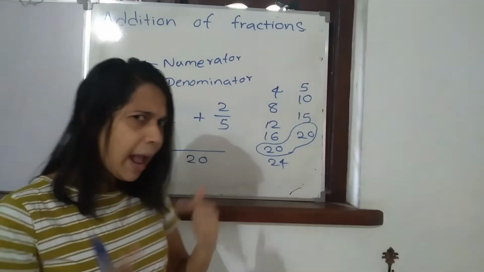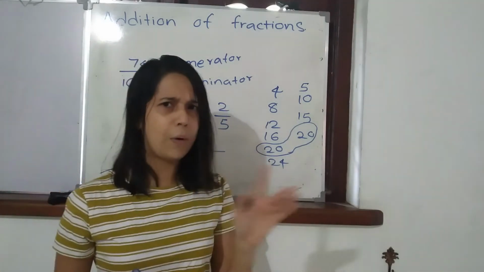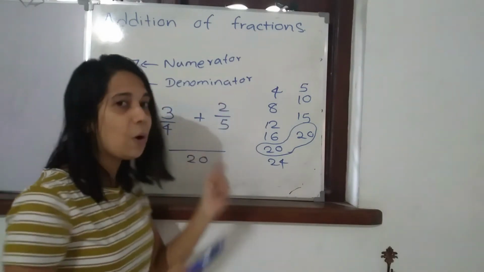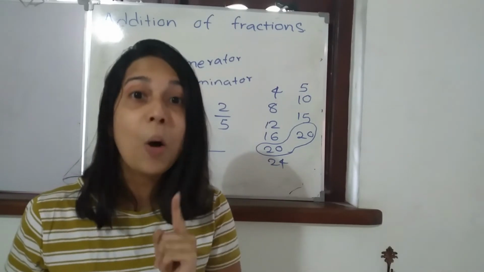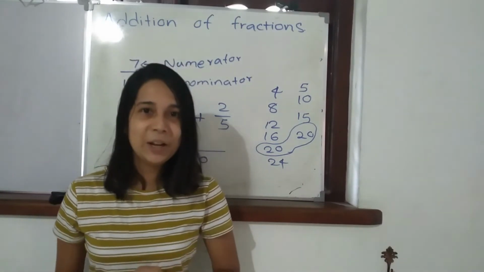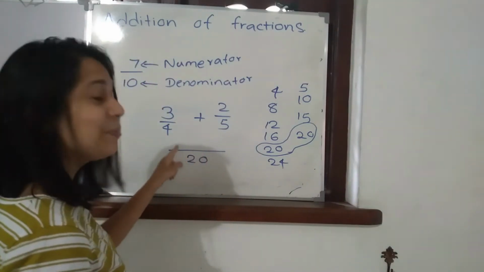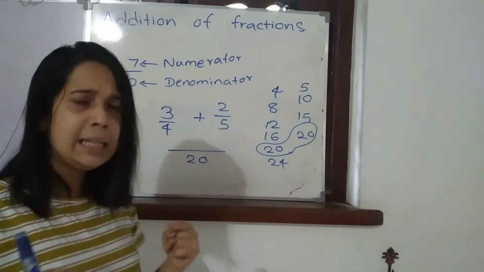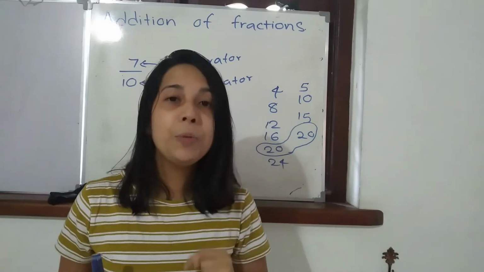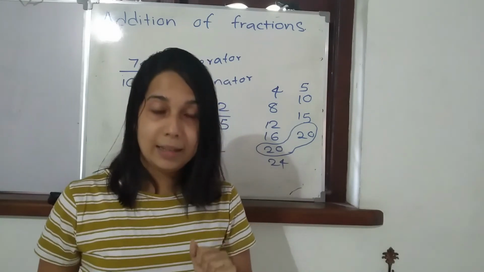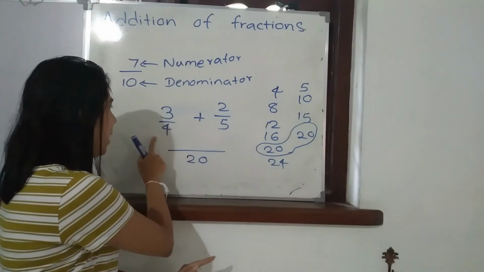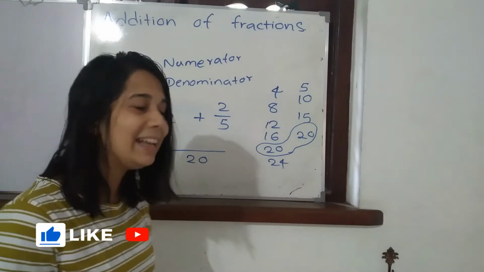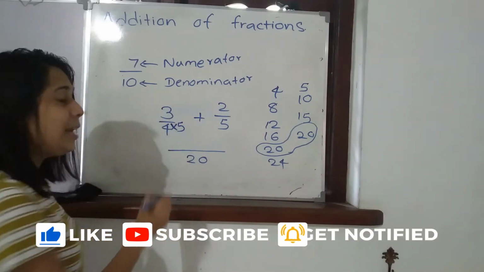Now, can we add this 3 and 2? No, you can't. Why? Because you have to change these numerators also according to your common denominator. So what is the denominator here? It's 20. Now you have to think, how can I change this 4 into 20? You have to multiply by 5. By multiplying 4 by 5, we can take 20 as our denominator.